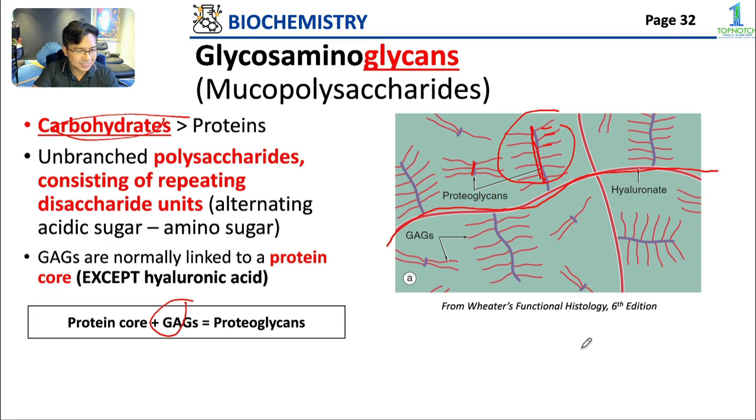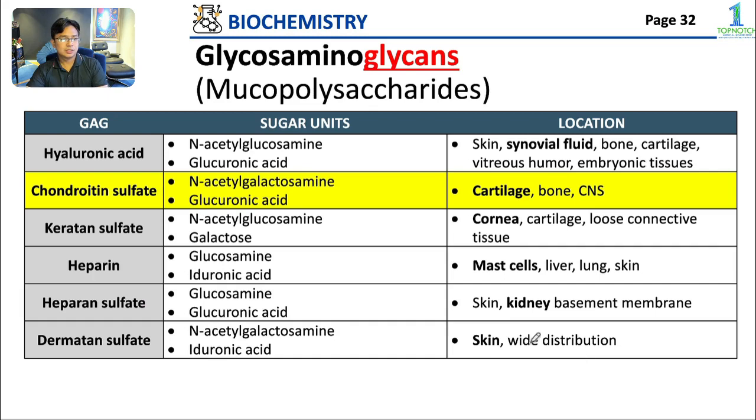While your hyaluronic acid do not link to a protein core. Therefore, they do not form proteoglycans. So what are the sugar units involved? Guys, you have to memorize this. They're now very testable in the board exams. So I leave it to you for now, but take note guys yung kanilang location ng mga GAGs.